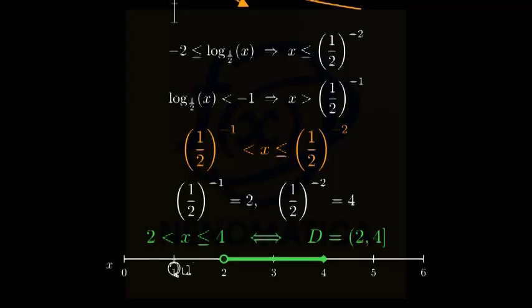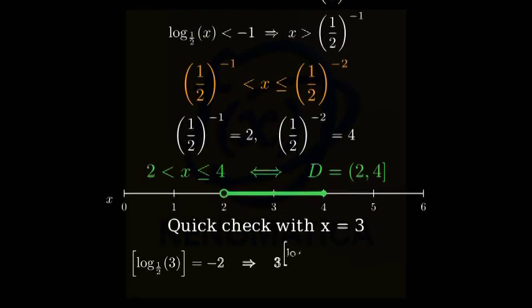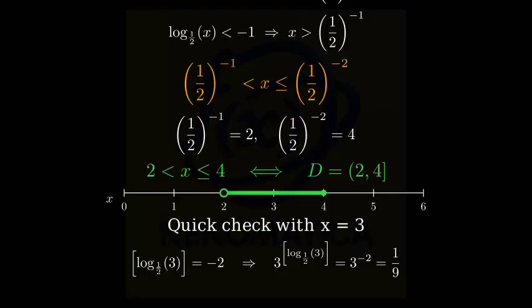Quick check. Try x equals 3, which is between 2 and 4. Log base 1/2 of 3 is between -2 and -1, so its floor is -2, and 3 to the -2 equals 1/9. It works. Final answer. The solution set is the interval open 2, closed 4.